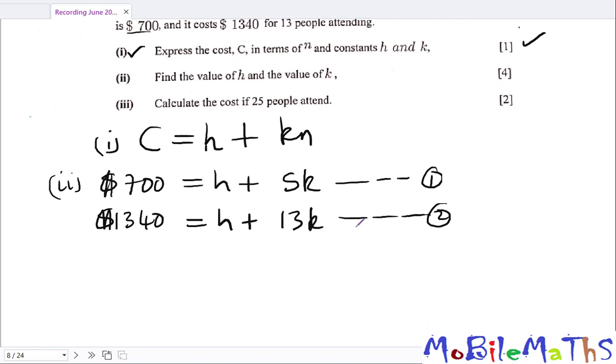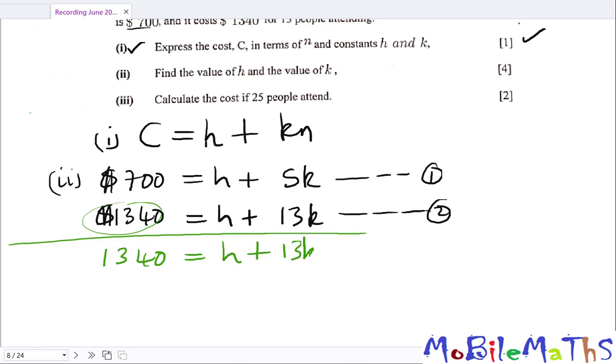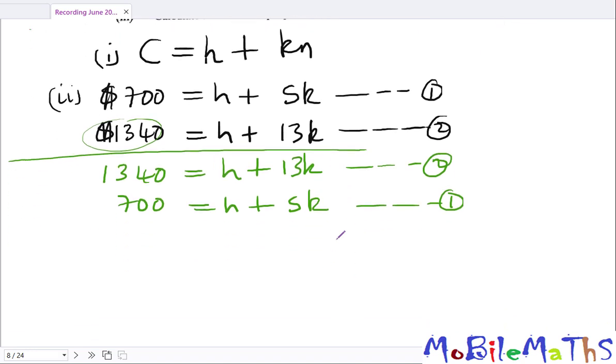Okay, now we simplify. I can simply subtract these two equations, but I want to make my life easier for myself. I want these big numbers to be at the top. So I'll rewrite it. There's no need for me to even put the dollars. I can just say 1340 is equal to h plus 13k. So remember, this is equation 2. Then I've got 700 is equal to h plus 5k. Okay, now I can simplify. This is equation 1. Now it's easy for me to simplify when it's like this. I hope you can all agree with me.